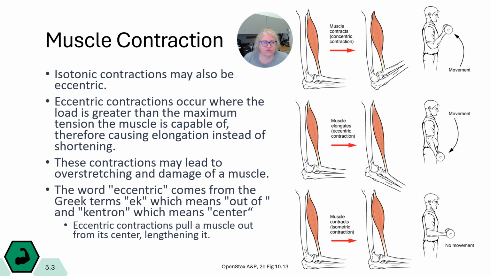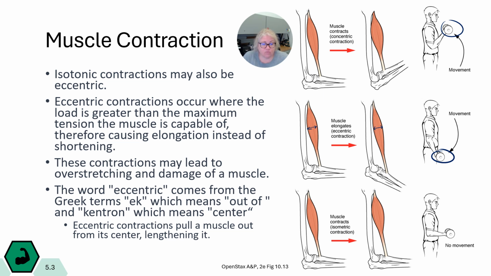Isotonic contractions may also be eccentric. Eccentric contractions occur where the load is greater than the maximum tension the muscle is capable of, therefore it elongates instead of shortening. So in this case, it elongates and gets longer, and it's less bulk in the middle. Because you can lift up the weight, but at some point you have to put the weight down. So you may consistently lift and put them down. So you get both the concentric and eccentric, because there is a muscle conditioning where you can hold the weight. But if you consistently contract and relax, then you can condition that muscle to adapt to that.